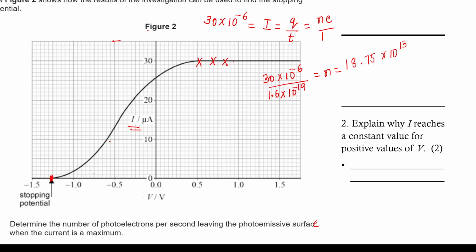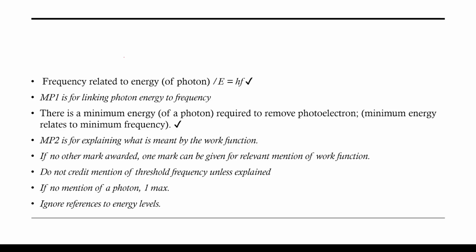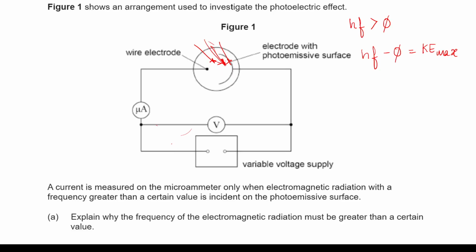Explain why I reaches a constant value for positive values of V. So why has current become constant? Current has become constant because of the number of electrons that were emitted. I'm going to go back to this diagram. As you increase the voltage, it is attracting the electrons, with 0 energy, with 0.5, with 1, all the way up to the maximum energy, so Ke max.